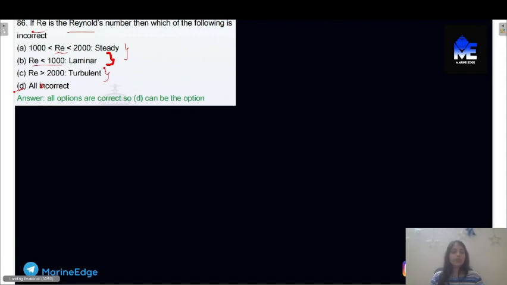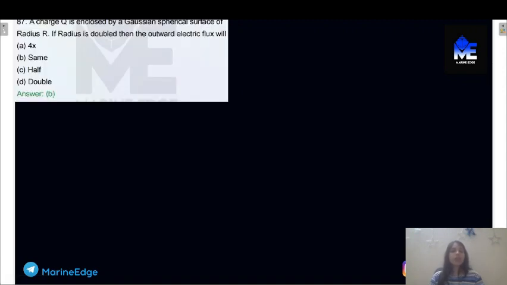Okay, moving on. A charge Q is enclosed by a Gaussian surface. So we have a Gaussian surface here and a charge Q is enclosed inside it. Now, if the radius is doubled, then the outward electric flux will... So when we talk about a Gaussian surface, the flux is equal to what? Q enclosed upon epsilon naught. Now, even if the radius is increased, the charge enclosed inside the surface remains the same. So because of that, there will be no change in the flux. The electric flux will remain the same.